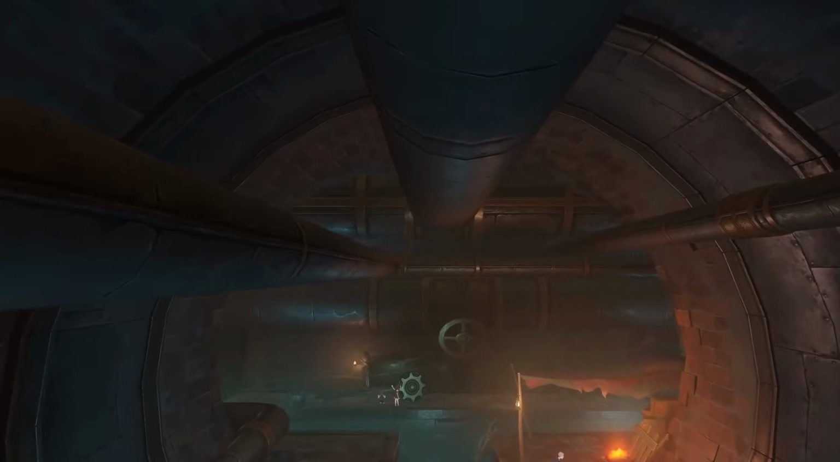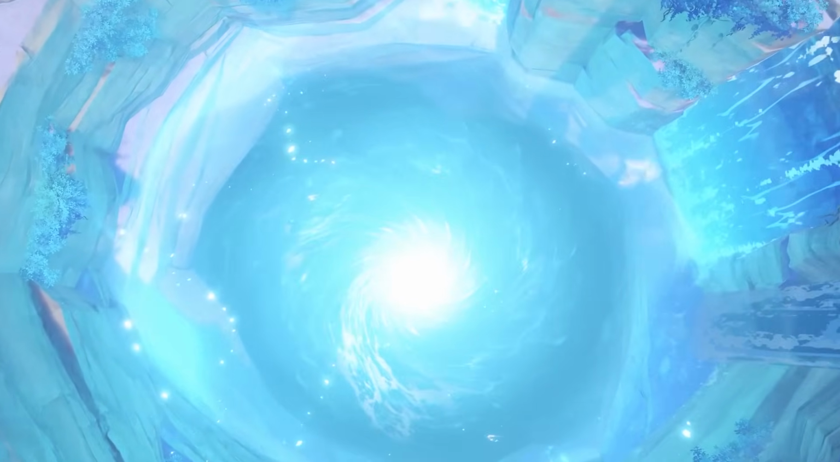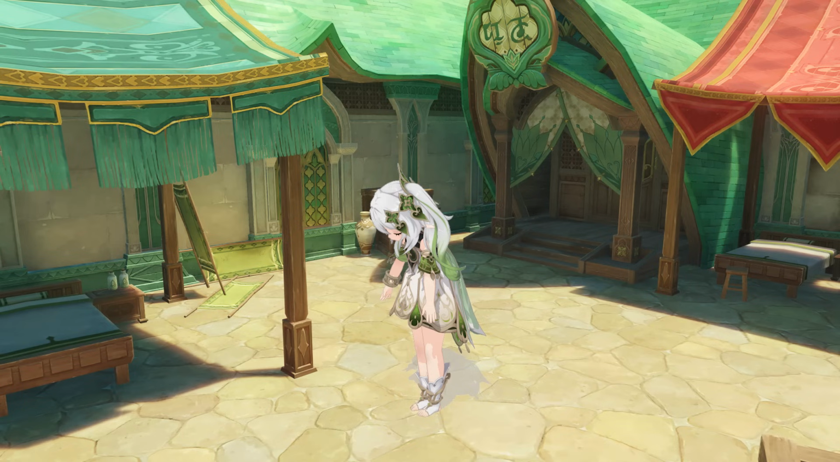You know, the existence of a sewer system indicates that Fontaine does have toilets, even if we don't see them. But then what does that mean for other cities? Where do the people of Teyvat go to flush their duk-duks? This is one question I don't think we'll ever get an answer to, unfortunately.